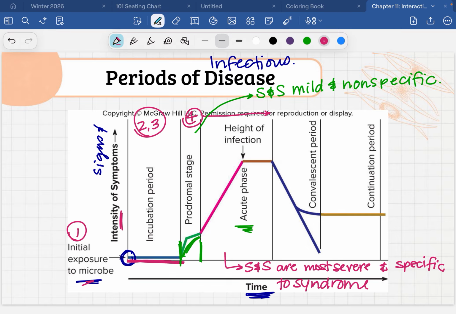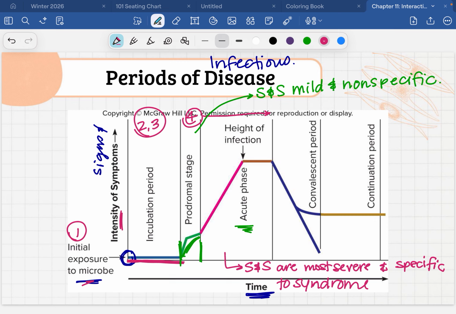If you have strep throat, this is when your throat goes from being like a mild, I kind of got a weird scratch in my throat, to my throat is on fire and it's red and swollen and my lymph nodes are swollen and I have a fever, right? So these are the very intense and specific symptoms associated with whichever illness you have.